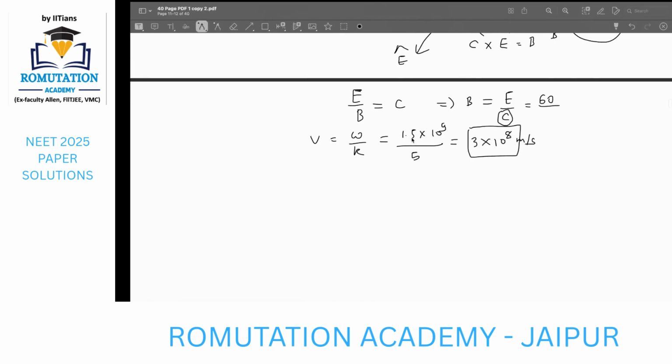So if V is now available with us, can I say that the magnitude of B will be 60 divided by 3 into 10 to the power 8? So that should give me what? 20 into 10 to the power minus 8. So I think the answer should be 2 into 10 to the power minus 7.